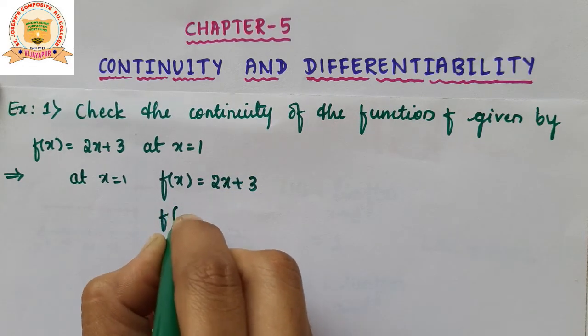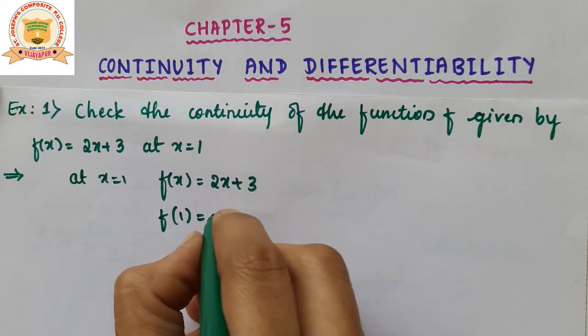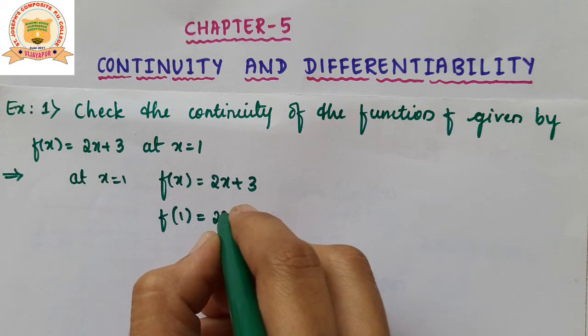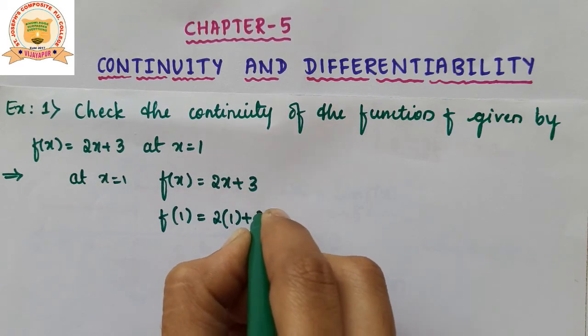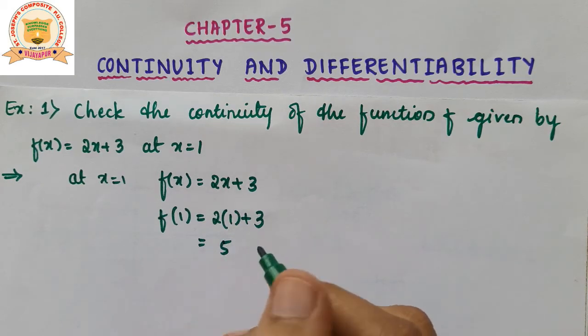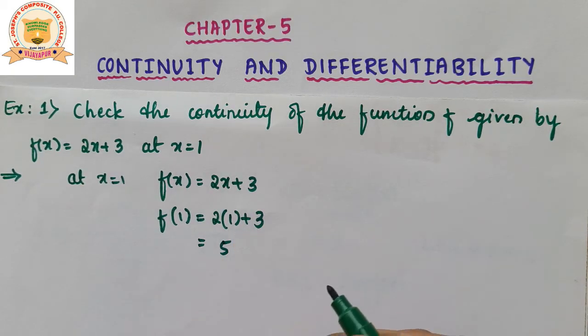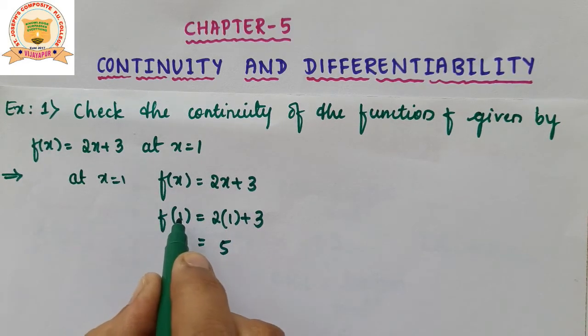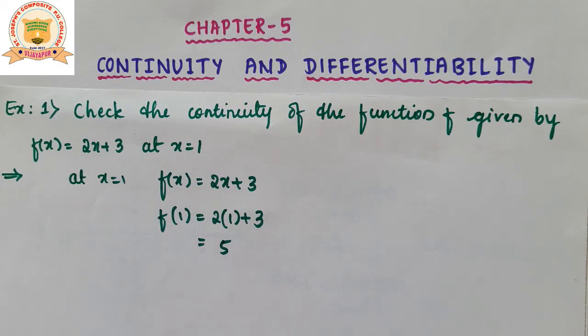If you substitute 1 in place of x, what will you get? 2 into 1 plus 3, that is 2 plus 3, which gives 5. Therefore, f of 1 value is 5. Next, we will find the limit of the function at x equal to 1.